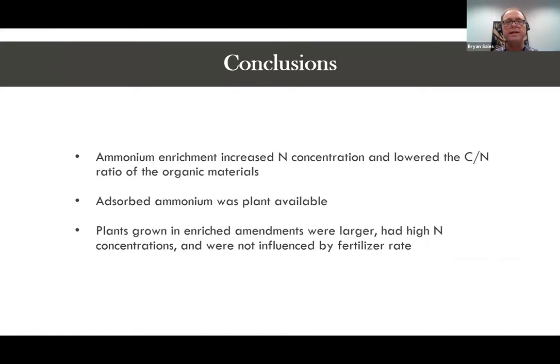Okay, so our conclusion of that study is ammonium enrichment increased nitrogen concentration and lowered the C/N ratio of the organic materials. Absorbed ammonium was plant available. That's pretty interesting, because you see a lot of studies where people dip these organic materials in a liquid solution and measure the solution before and after to understand that there's uptake. But it's very rare that they ever actually grow a plant in these types of studies. So it was nice to be able to do that and see that the nitrogen that was absorbed was also plant available.